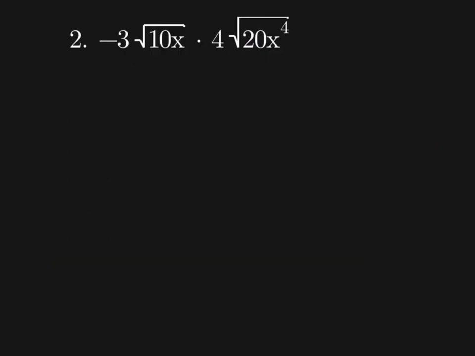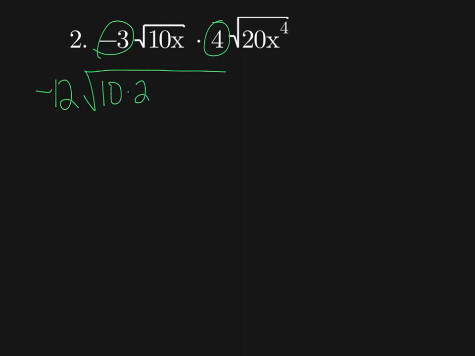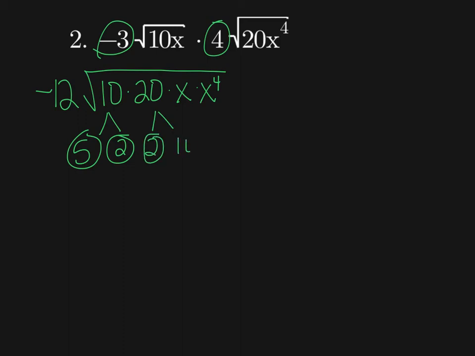Okay, so on this one, we have numbers outside. So I'm going to go ahead and multiply those because they're outside. So negative 12. Okay, and then I'm going to put 10 times 20 times x to the fourth. Okay, so the 12 doesn't matter because it's outside. So I'm going to break the 10 up. 5 and 2, both are prime, so I'm going to circle them. 20, I got 2 and 10. 10 I can still break up. Okay, all right, so now everything's broke up into primes.